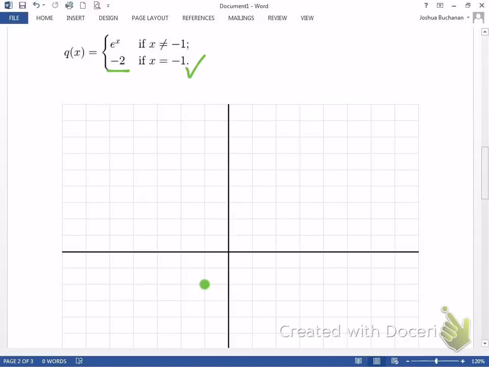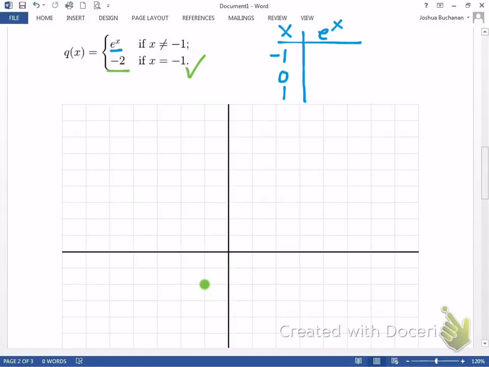Now for the next piece, e to the x power, we need to substitute some values that are not equal to negative 1, or we need to understand that if we use negative 1, it's an open point. So we're going to have x and then e to the x power. So let's choose negative 1, and 0, and then positive 1 for our x values.